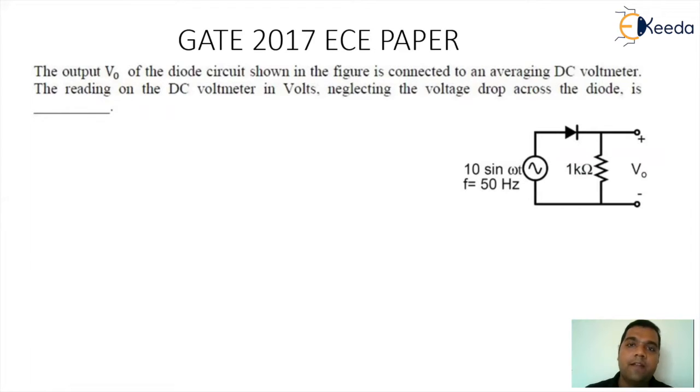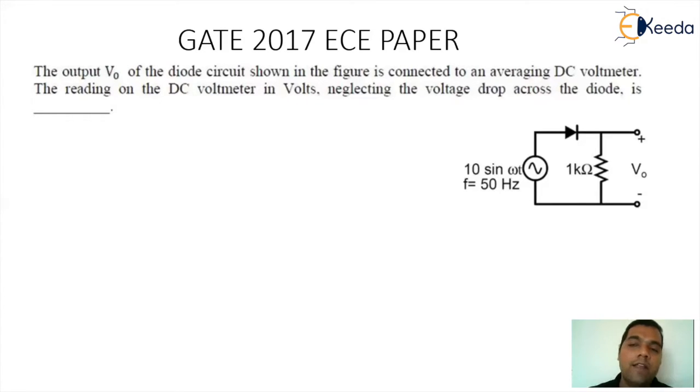Now, since the drop across the diode can be neglected and the circuitry figure is analogous to a half-wave rectifier, the output of the half-wave rectifier will retain only the positive cycle of the AC input and the negative cycle will get clipped off. So the output is basically like a fluctuating DC. But a DC averaging voltmeter will always measure the average value, or the DC value, or the DC component of that signal at the output side.